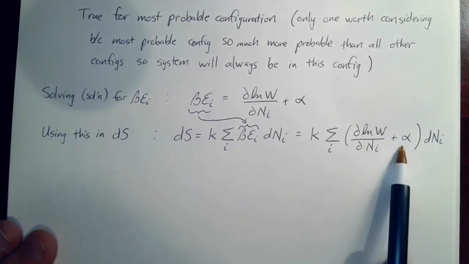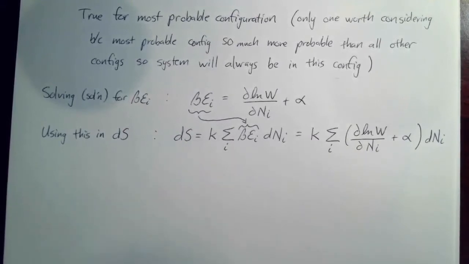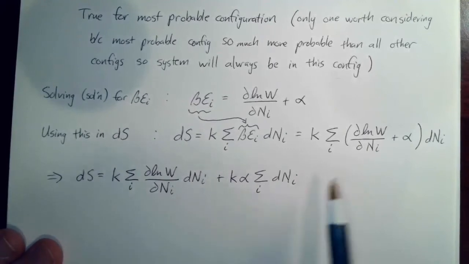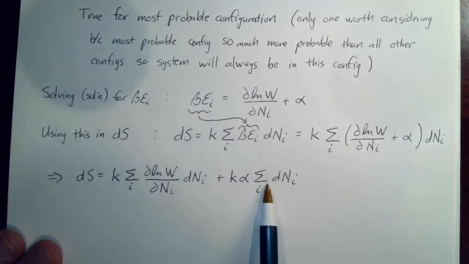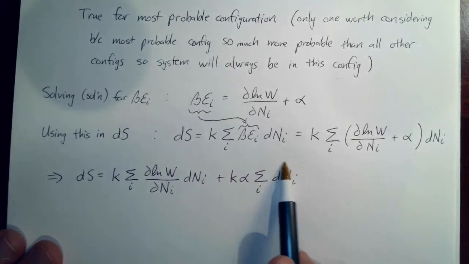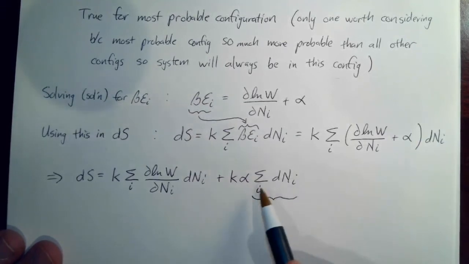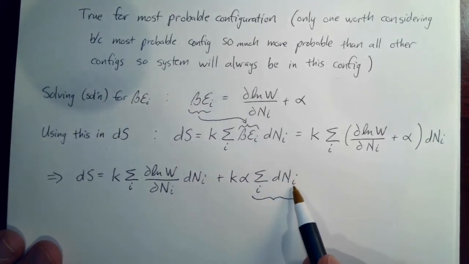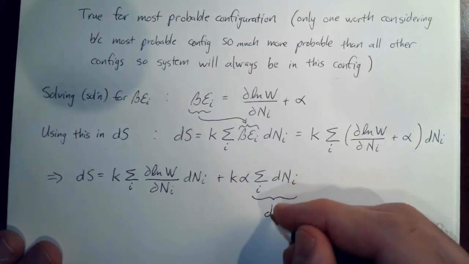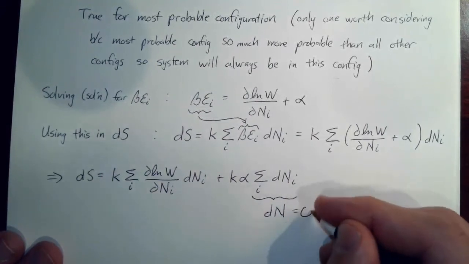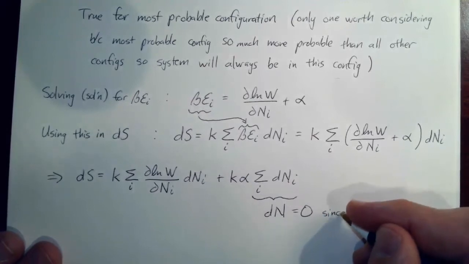And now this is the sum of a sum, so I'm going to split this into two sums. And I end up with something like this. I factored the alpha out of the sum because it's a constant. And notice this term. This term is effectively, since n is the sum of all ni, dn, the change in the total number of particles. Well, the change in the total number of particles is 0, since the total number is fixed.